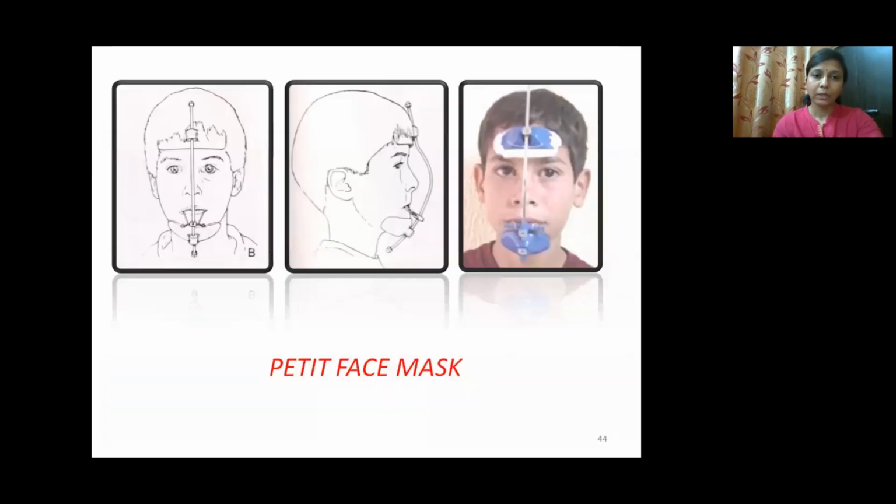Among the different types of face mask, this is a type where it's a Petit face mask, where the main rod comes from there is only one assembly. Here anchorage is taken from the forehead and the chin, and there is one vertical rod where there is a provision for attachment of elastics at the clip level. This is a side view. This mask is known as Petit face mask.